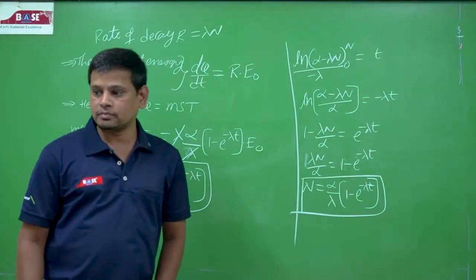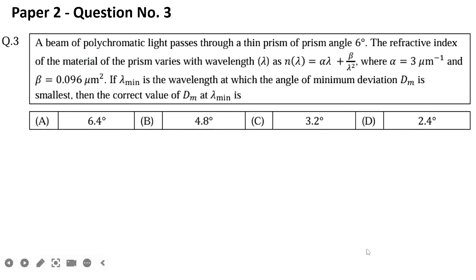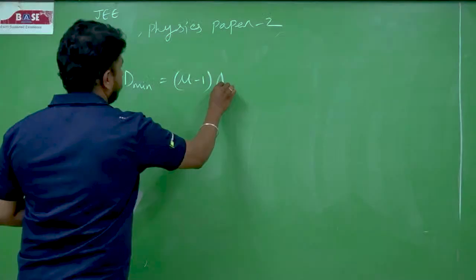Thank you. So look at question number 3. The question says a beam of polychromatic light passes through a thin prism. So we know the formula for a thin prism, right? The minimum deviation for a thin prism is given by (mu minus 1) into A.